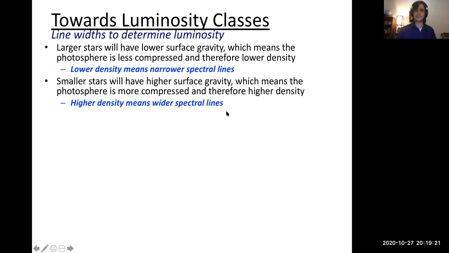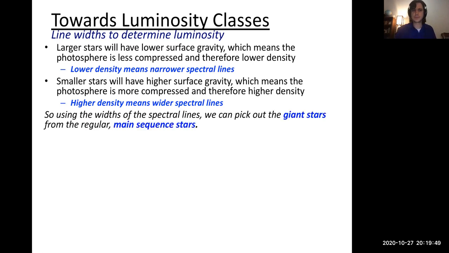Smaller stars, at roughly about the same mass, so take that same star and squeeze it down, it's going to have high surface gravity, which means that photosphere is going to get compressed, and therefore it's going to be at higher density and higher pressure. Higher pressure means more pressure broadening, means wider lines. So we can look at the widths of the lines to tell which stars are the big ones and which ones are the small ones. We can use the widths of the lines themselves and know that the width depends on this pressure broadening that we mentioned back in spectroscopy, to pick our giant stars from our main sequence stars.